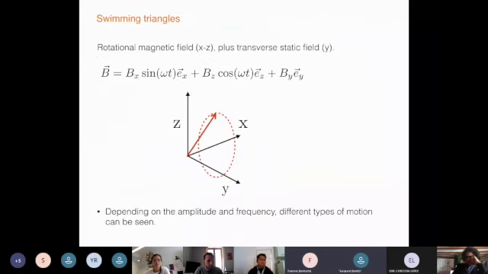Then we wanted to do something else with the triangles, basically to make them swim, to make them move. To do so, we apply to the triangles a rotating magnetic field in the plane XZ, plus a static transverse component along the Y direction. So the field is a precessing field, and depending on the amplitude and the frequency, we will see that we can observe different types of motion.